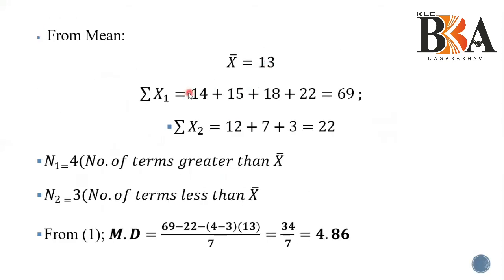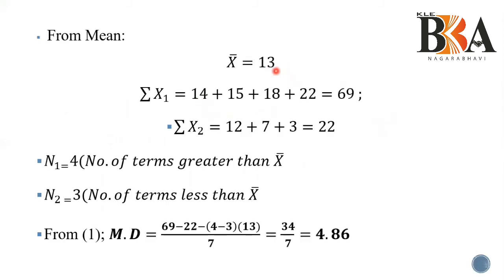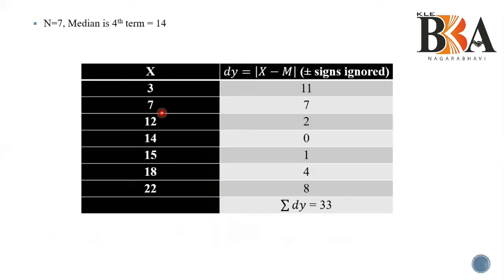When you go like this, in your formula, what does sigma x1 represent? Sigma x1 represents the greater values, the values which are greater than the mean, median or mode, right? Here we are solving with the mean. So I have to find out which are the numbers greater than 13. Understood? We need to find the numbers greater than the mean. The table I have put it here. Okay, now, look here.